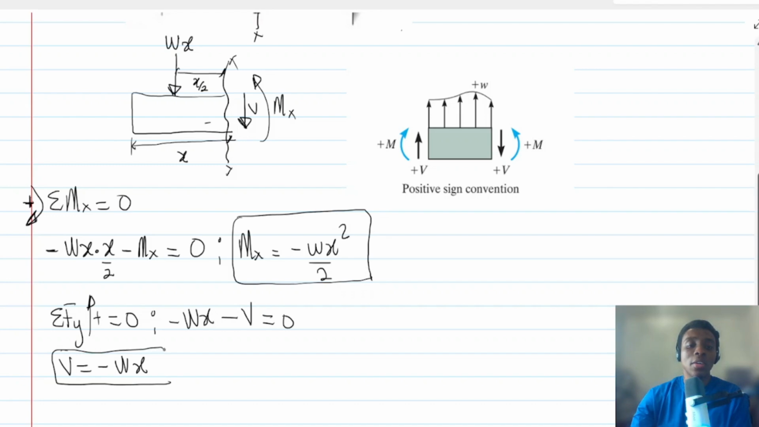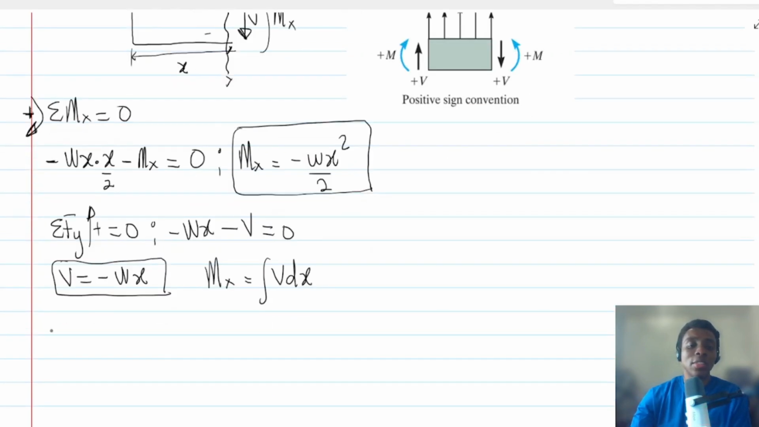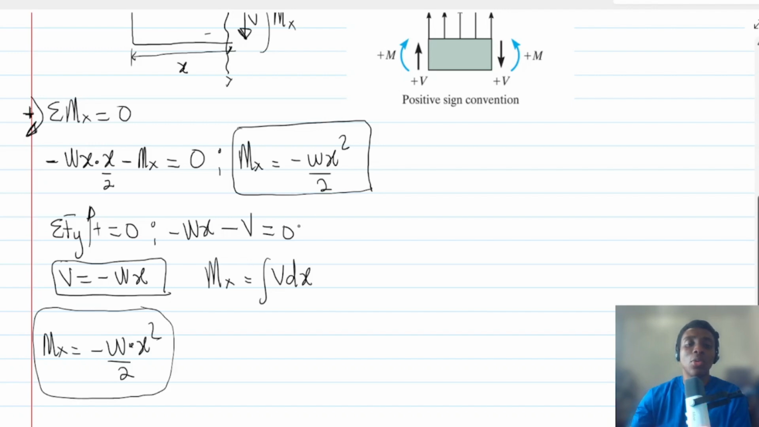So from here we know that moment Mx is given by the integral of shear force. If we integrate shear force with respect to distance, we get moment. So let's integrate the shear force. It will be minus w times x, and the integral of x is going to be x squared over 2. You see, this is the same as what we got here. So either you use the shear force to get the moment, or you sum moment, you get the same results.